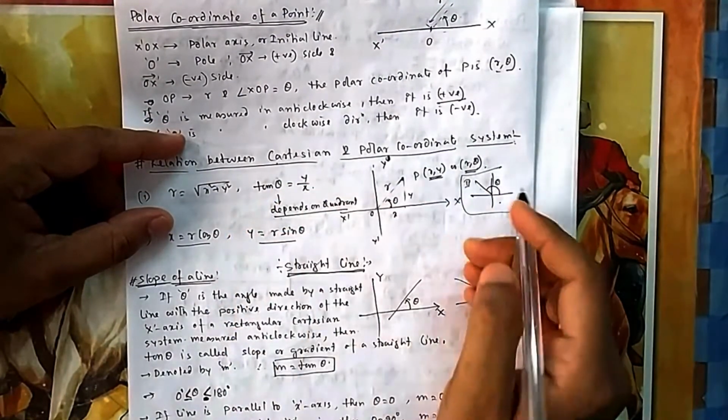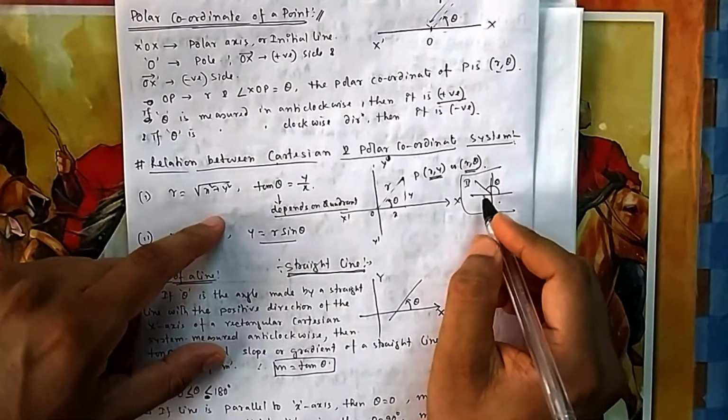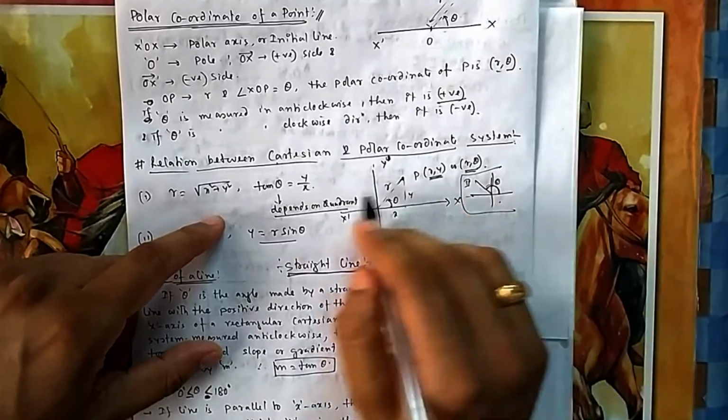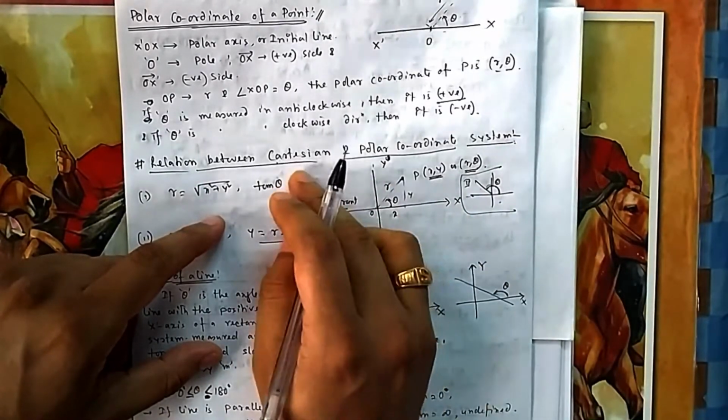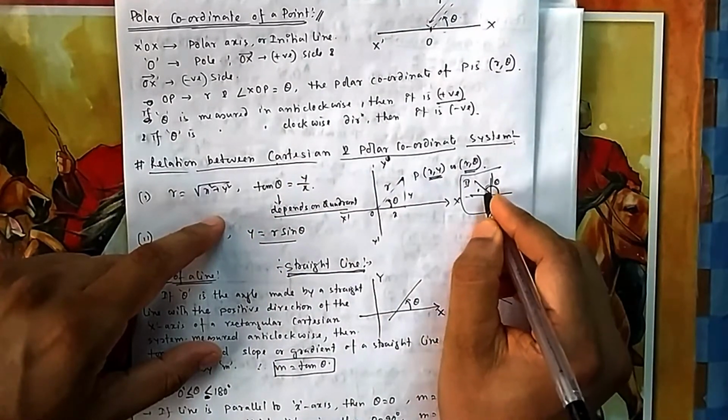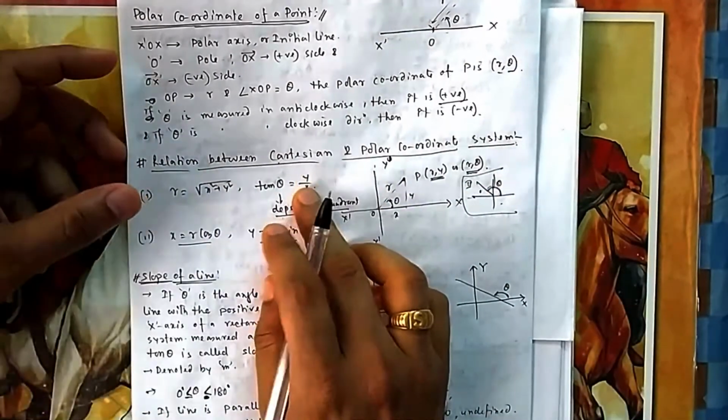If it is in the second quadrant, where x is negative and y is positive, then for theta you take the absolute values of y and x, measure this angle, and then 180 minus that angle will give you the answer. We will see all these things.